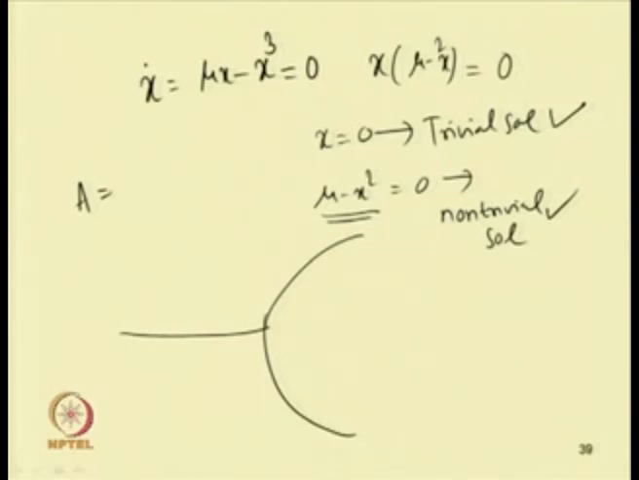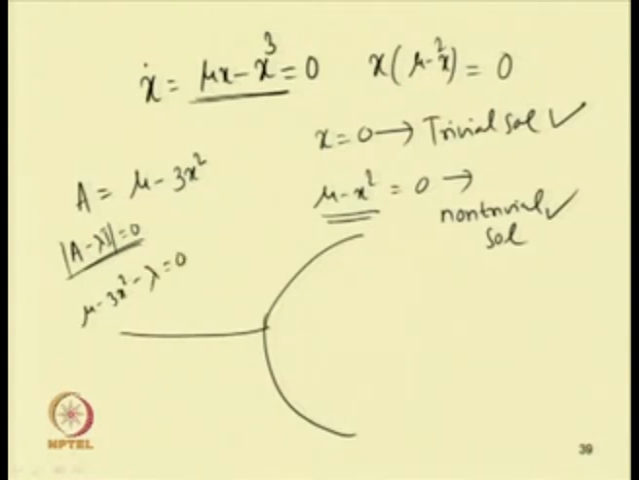So, in this case we can find the Jacobian matrix A. A can be obtained by differentiating this with respect to x. Differentiating this with respect to x gives A equal to mu minus 3 x square. So, we have to find the determinant of A minus lambda I equal to 0. From this we get mu minus 3 x square minus lambda equal to 0, or lambda equal to mu minus 3 x square.